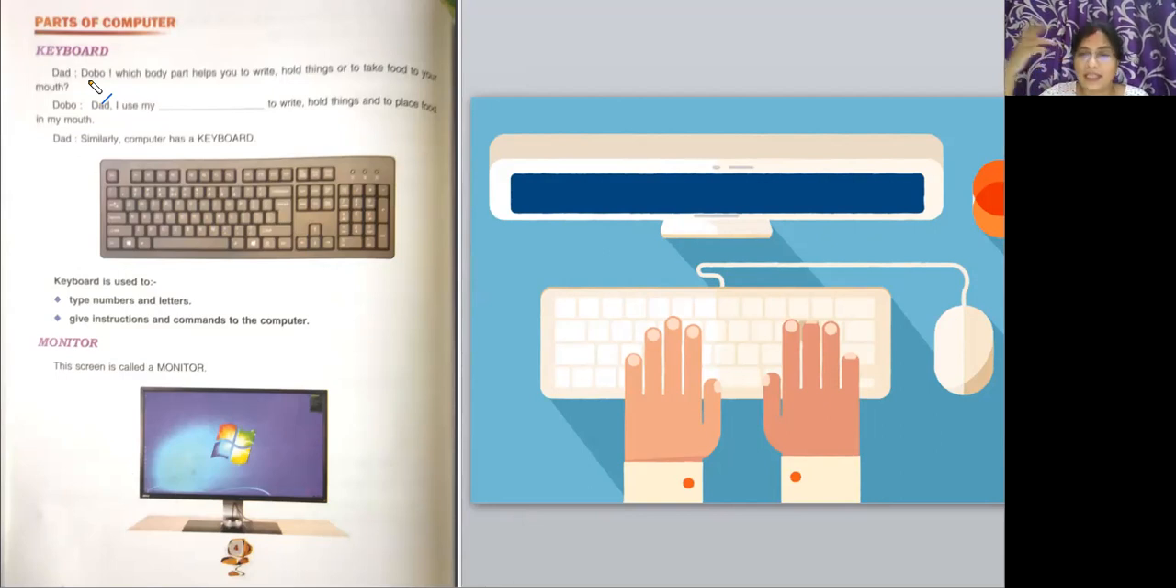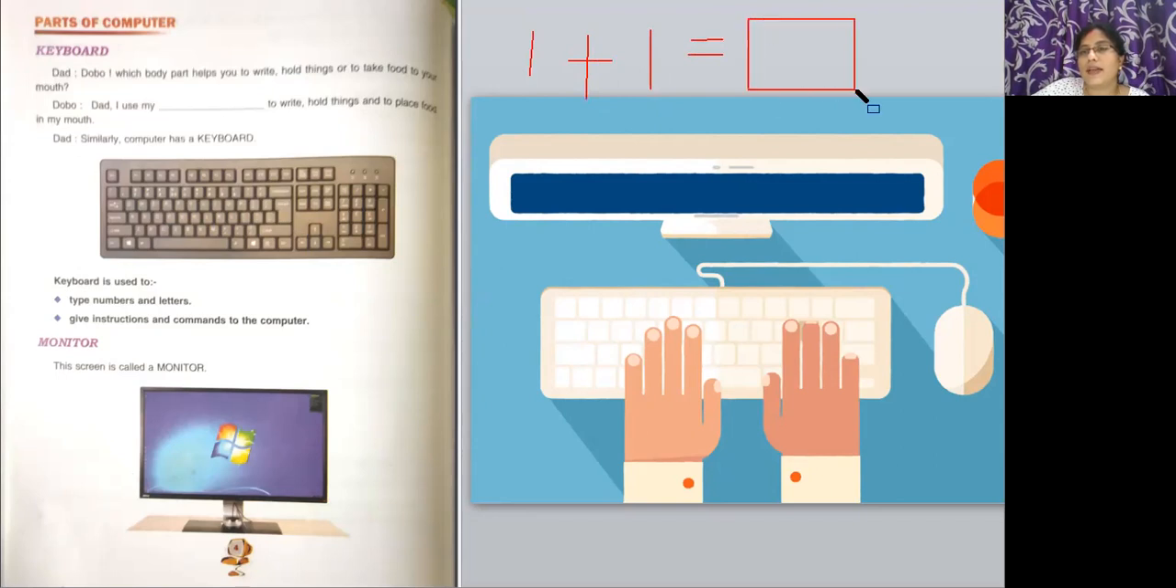Whenever we want to write something on the computer, whenever we want the computer to understand and get something done, we communicate with the computer system through the keyboard. If I want to tell the computer to do 1 plus 1, as we did before, the computer has to give me the answer now.